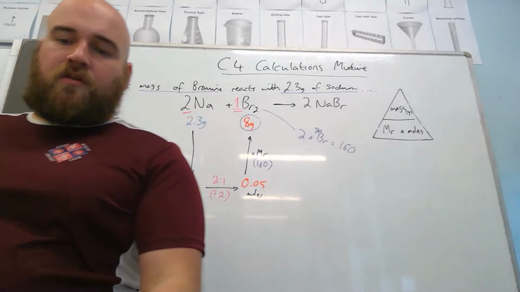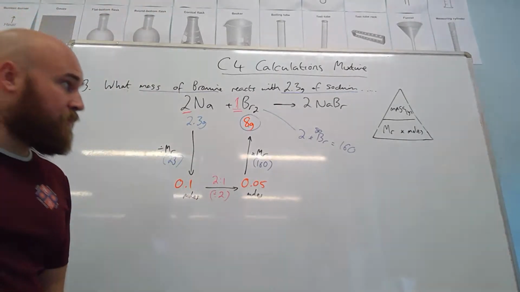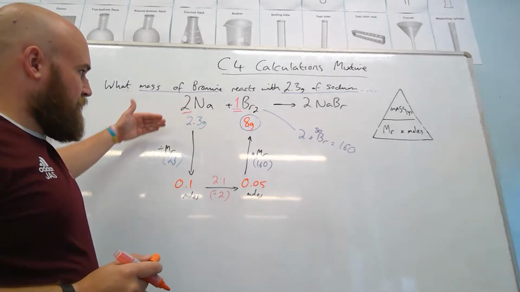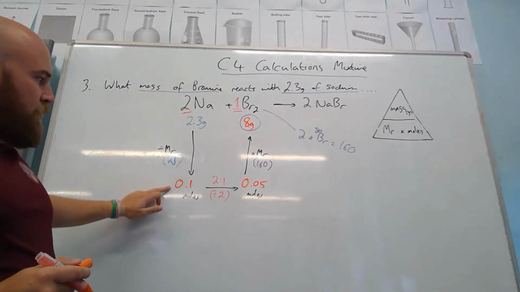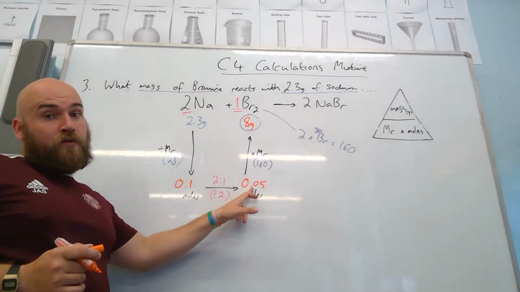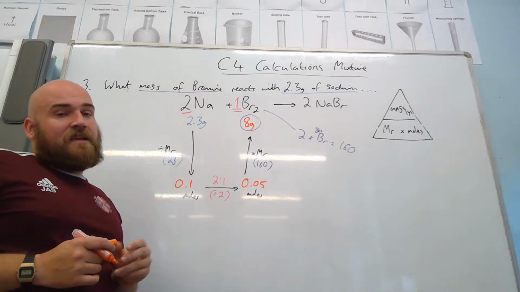So don't worry about it, because I know you can't draw this on the Google Doc that I've shared with you, but if you just write the answer and maybe a couple of the calculations to get there. So 2.3 divided by 23 equals 0.1. Divide that by 2 to equal 0.05. Times by 160 to equal 8.